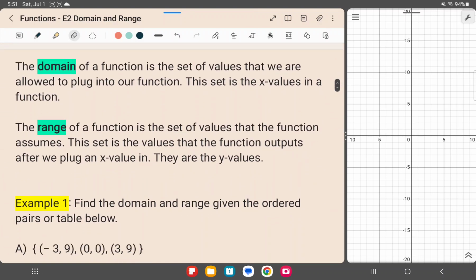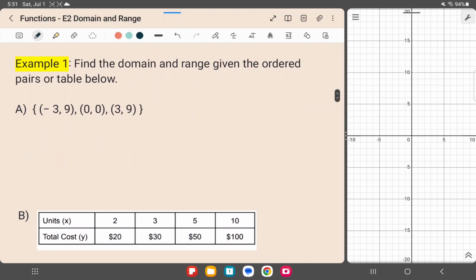First, a few definitions. The domain of a function is the set of values that we are allowed to plug into our function. This set is the x values. The range of a function is the set of values that the function assumes. This set is the values that the function outputs after we plug an x value in. These are our y values. Let's take a look at an example.